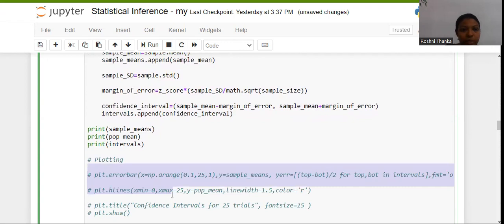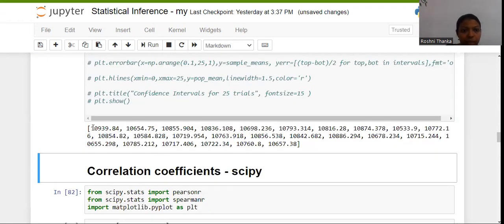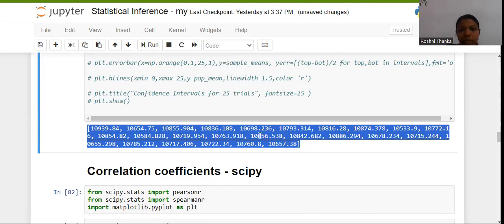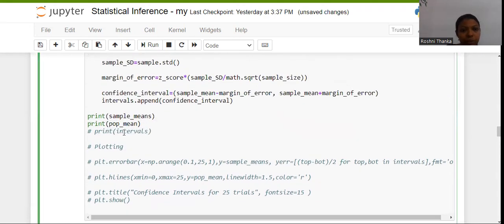Okay, so now first let us print only the sample means. So when I run it, these are the 25 sample means. When I take 25 times, I take different 500 samples, and this is the mean. And then let us display the population mean.